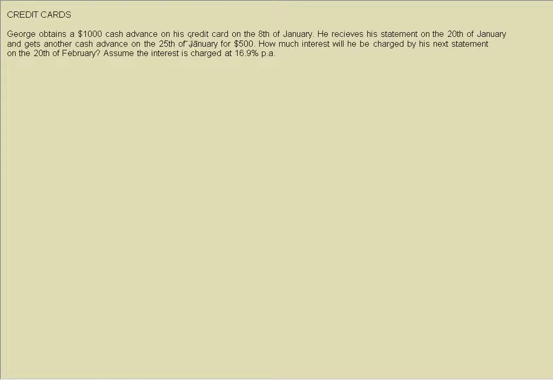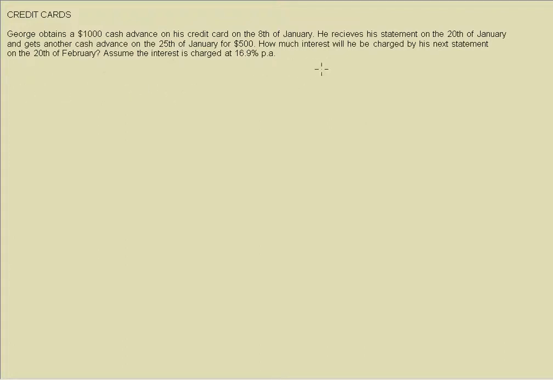We can assume that his balance was on zero, and then he made a cash advance, so that $1,000 is actually a loan. He's putting his bank balance into a negative amount, $1,000 in arrears by that cash advance.